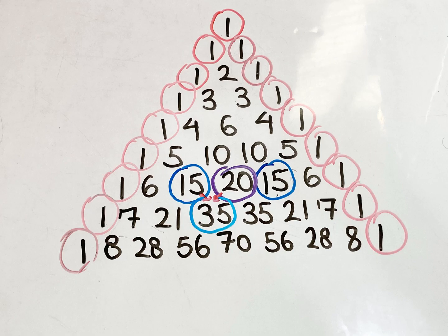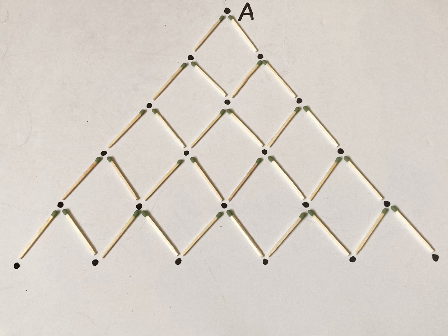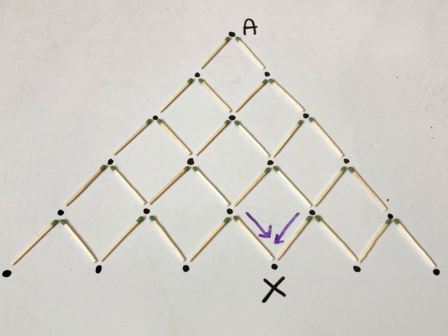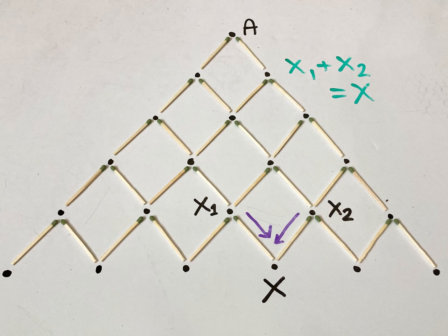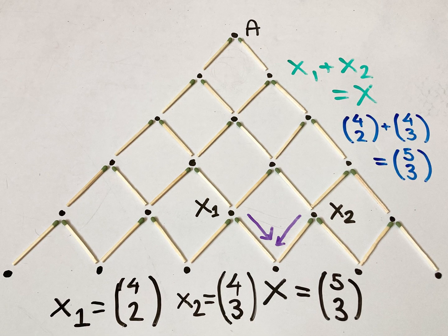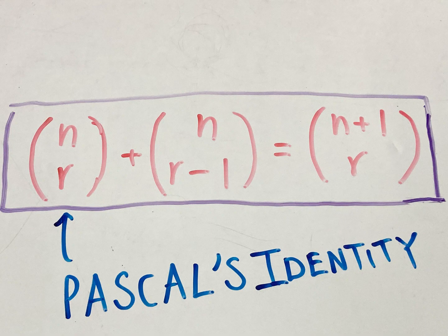Now, what about the addition observation we saw? Well, let's look at arbitrary point X. There are two other points that can connect to point X. These are called X1 and X2. Those are the only two ways we can get to X. So, the number of ways we should get to point X should be the sum of X1 and X2. Writing these out as combinations and writing X as well as its corresponding combination, we get Pascal's identity, which makes a lot more sense when you're looking at it through the lens of matchsticks.